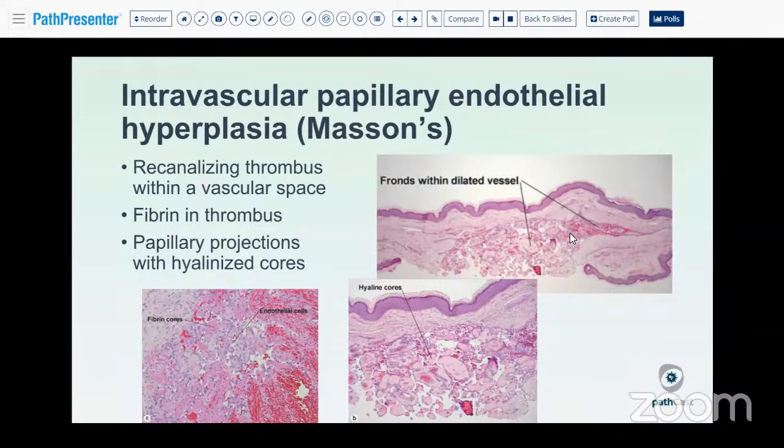Papillary endothelial hyperplasia, also known as Masson's tumor, although it is not truly a tumor, is a benign reactive phenomenon, which is really just an organizing thrombus. So you have a thrombus forming for any reason, sometimes intravascularly. We get recanalization of the thrombus, fibrin in the thrombus, and then our endothelial cells start to wrap around and organize that thrombus, which we see as intravascular papillary endothelial hyperplasia.